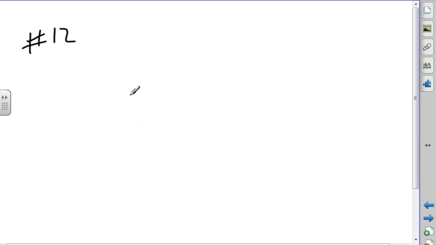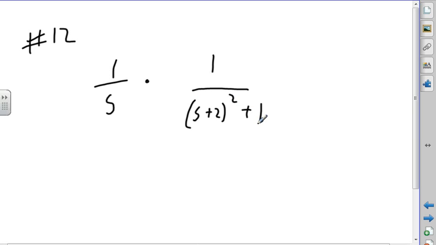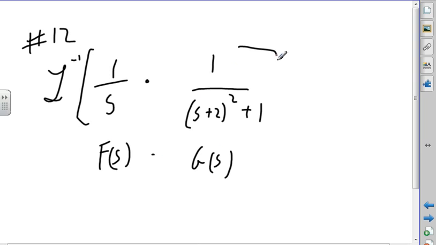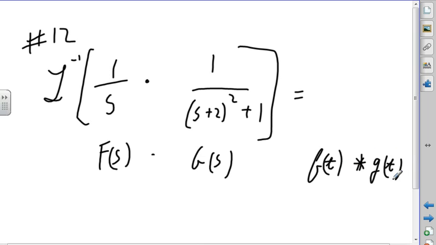So I've got 1 over s times 1 over (s plus 2) squared plus 1. Okay, that's what I have. So this guy here is F of s, and this guy here is G of s. If I take the inverse Laplace transform of that, that's the same as taking f of t convoluted with g of t. So f of t is going to be 1, which is pretty simple.